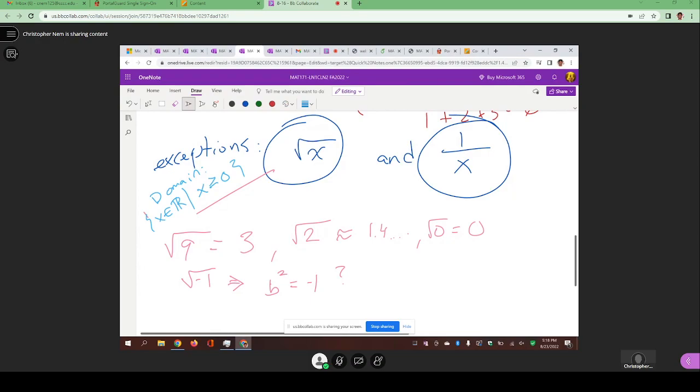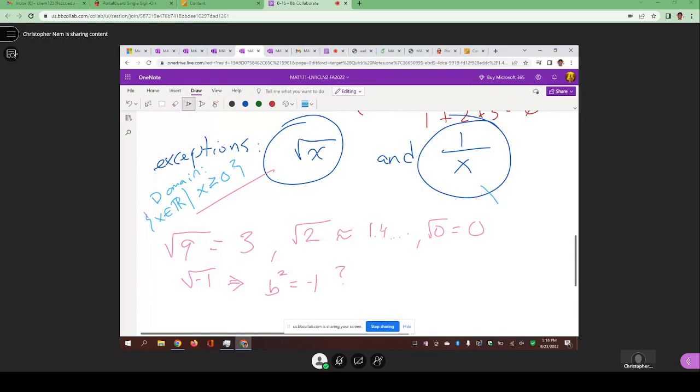So that's the reason why for the square root of x domain, we're not going to capture any negative values. We cannot, for real numbers. If I plug in a negative value, I will not get a real number. If you try it on your calculator, you might get an error. Later on, we'll talk about what it actually is.